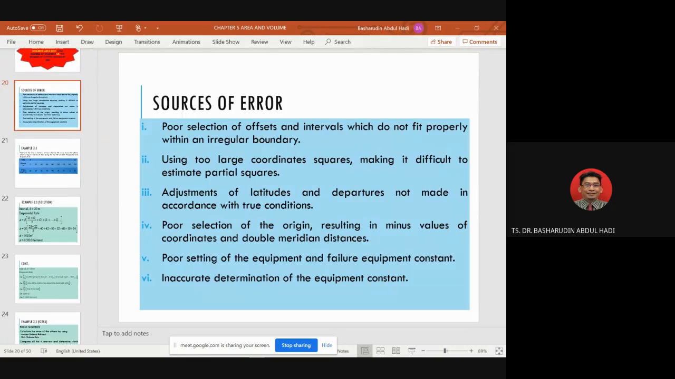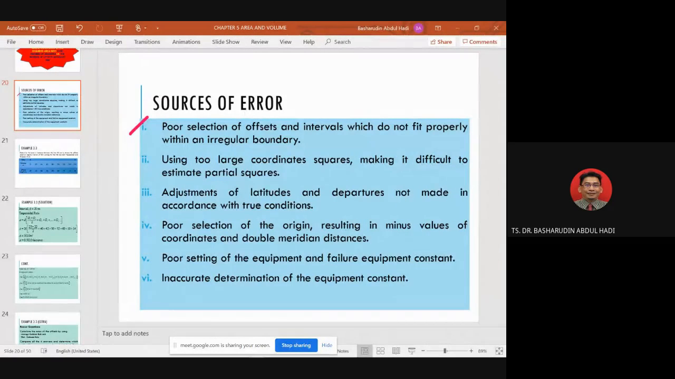Okay, next, sources of error. In this calculation, even using modern survey equipment, we still have error. Let me tell you the sources of error. Number one, selection of offset and interval which do not fit properly with an irregular boundary.